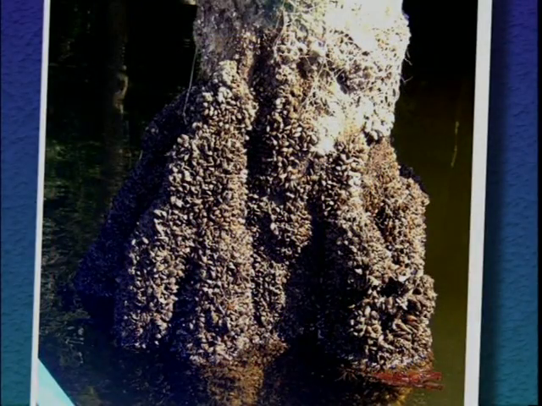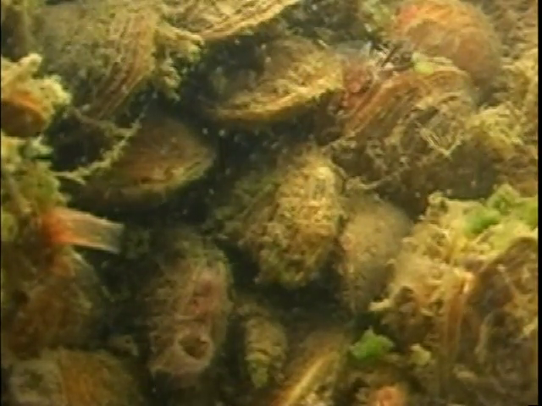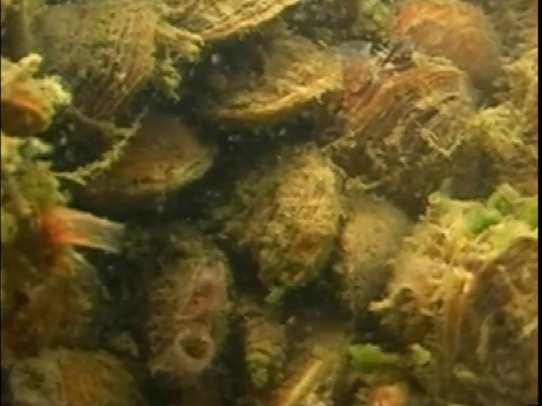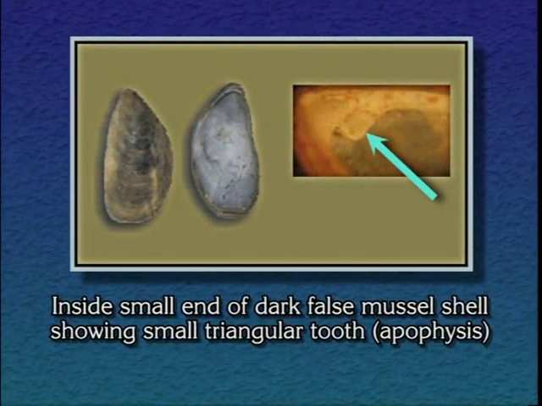Samples were collected for identification. No, it wasn't zebra mussels, but the dark false mussel. To tell the difference between the zebra and the dark false mussel, we need to open the mussel. At the small or hinged end of a dark false mussel is a small triangular tooth. The dark false mussel is native to the east coast of North America and is commonly found in brackish water.